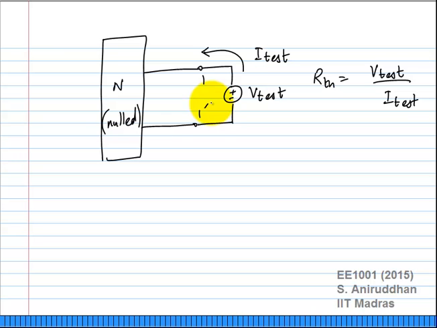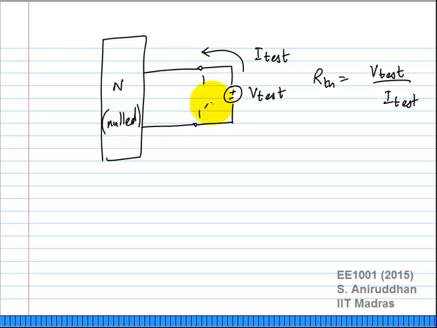So you have to apply this technique. You apply a voltage and measure the current. V by I gives you the resistance. Or you apply a current and measure the voltage. V by I will give you the resistance. Either of these two techniques is okay. And obviously the minute you apply V test, all the control sources inside will be energized in some form. Is that clear?